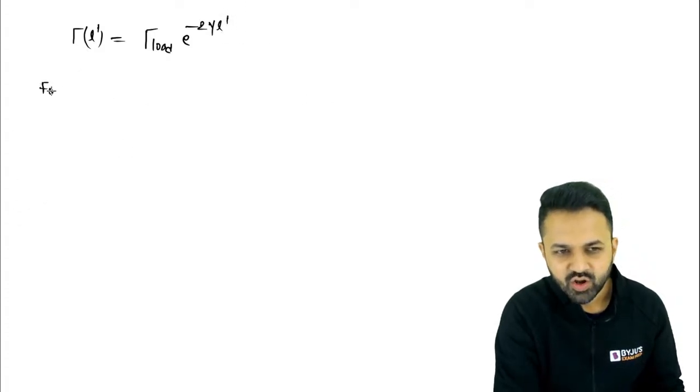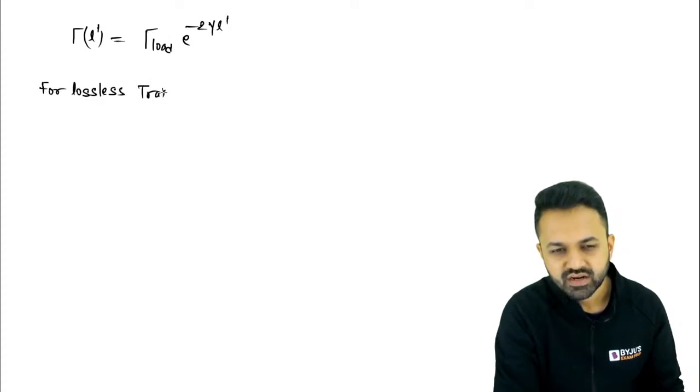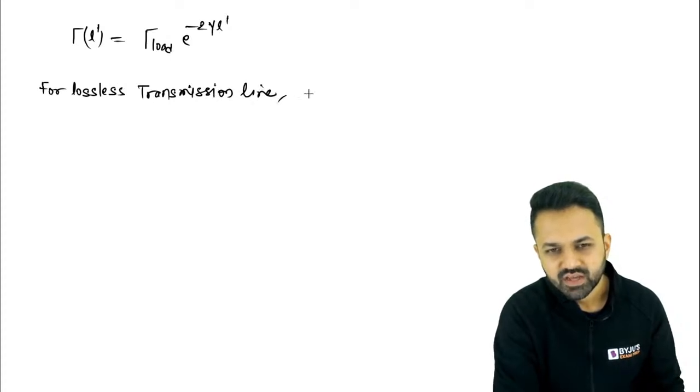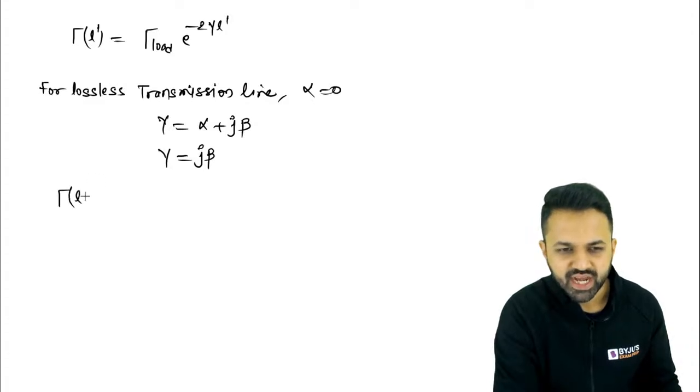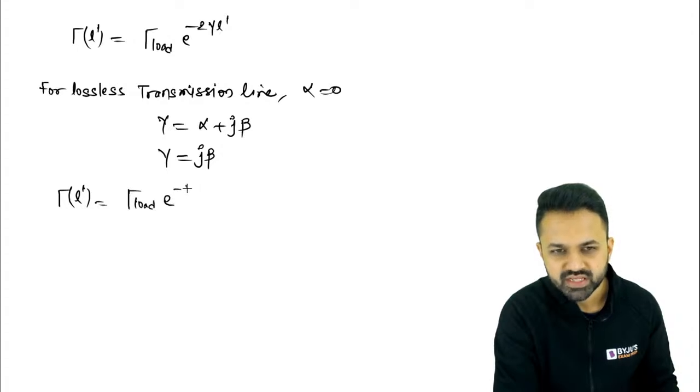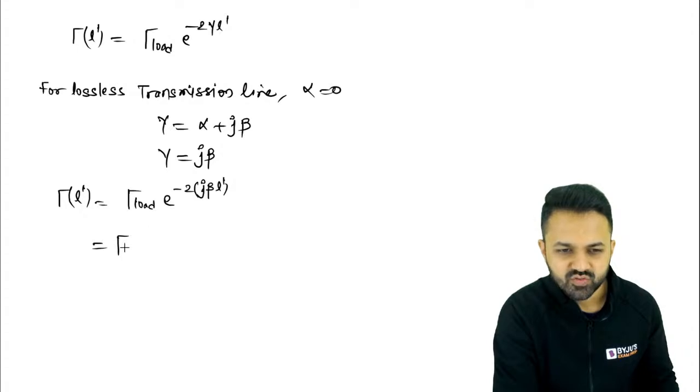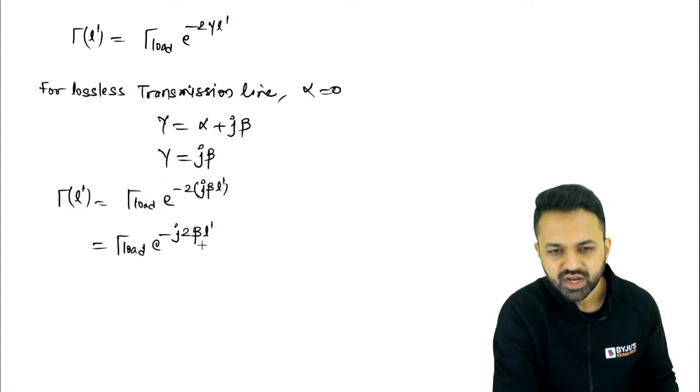Now for a lossless transmission line, you will say alpha equal to 0. So gamma is equal to alpha plus j beta, and hence we will put gamma is equal to j beta. So the reflection coefficient at any distance L dash is the reflection coefficient at the load times e to the power minus j 2 beta L dash.